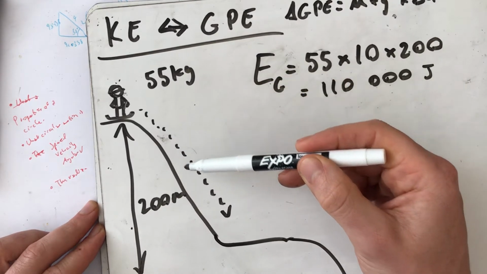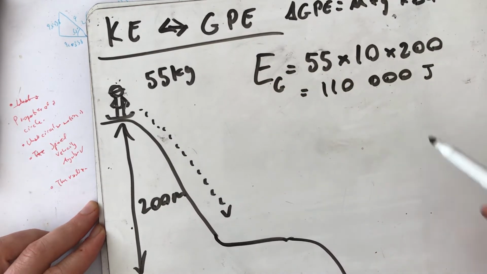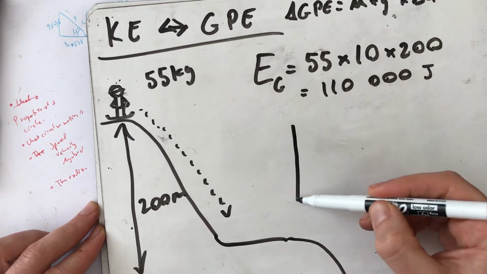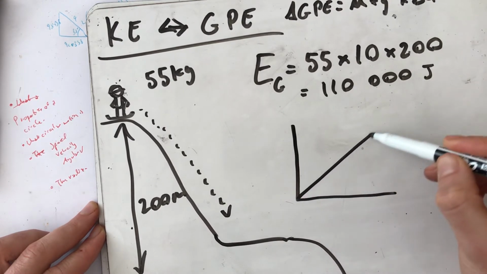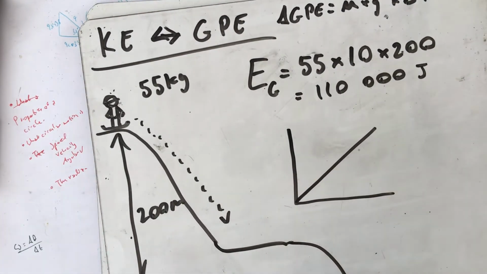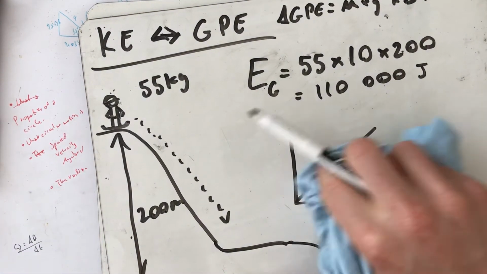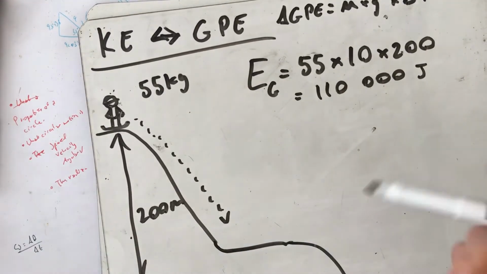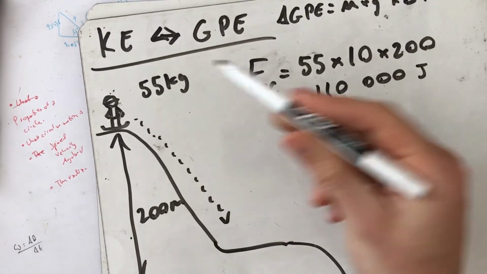Then he gets faster and faster and faster. So if you imagine if we had a speed-time graph, what we're going to get is something like this here. Okay, so we're not really interested in graphs right now anyway. Well, I am, but maybe you're not. So what we want to look at then is his kinetic energy.